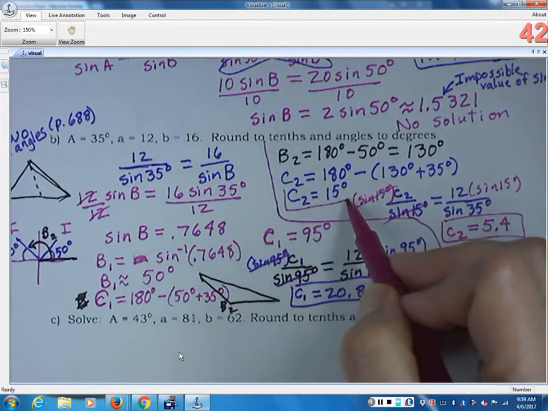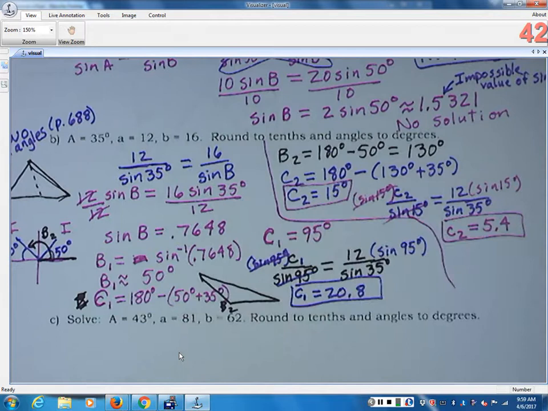You're going to have to box in your answers and label things with subscripts 1 and 2, and they're two triangles. So I know what you're doing. Okay? All right, and then this next one, there's just one triangle.